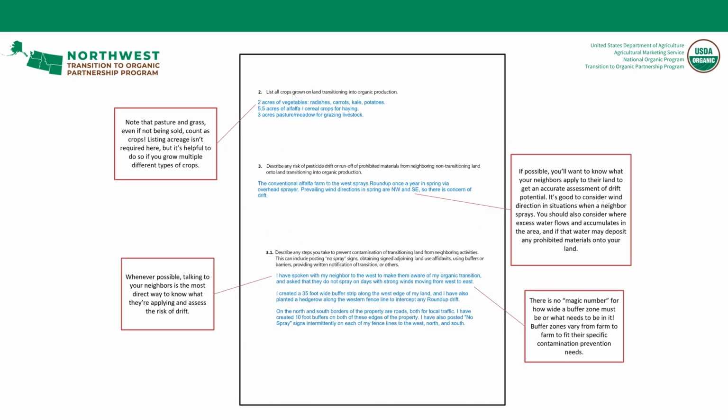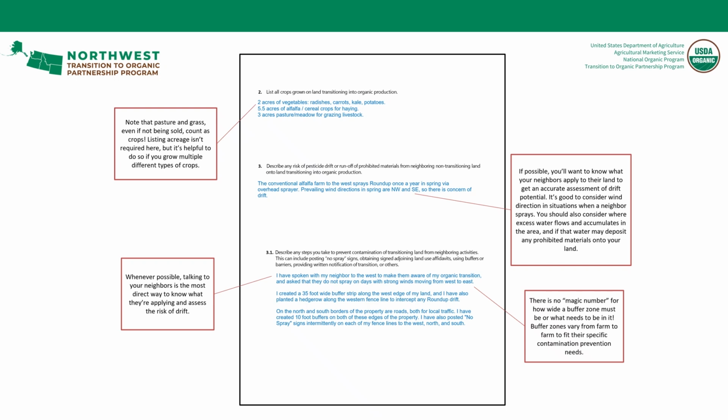On the next page of the TPP, you are asked to list all your crops. Note that this includes grass and pasture for grazing livestock. You will also describe any risks of contamination from pesticide drift or runoff from neighboring parcels. You should try to be as specific as you can here. Do you know the substances the neighbors spray? What about the prevailing wind directions? Try to be as clear as you can about the likelihood of drift of prohibited materials.